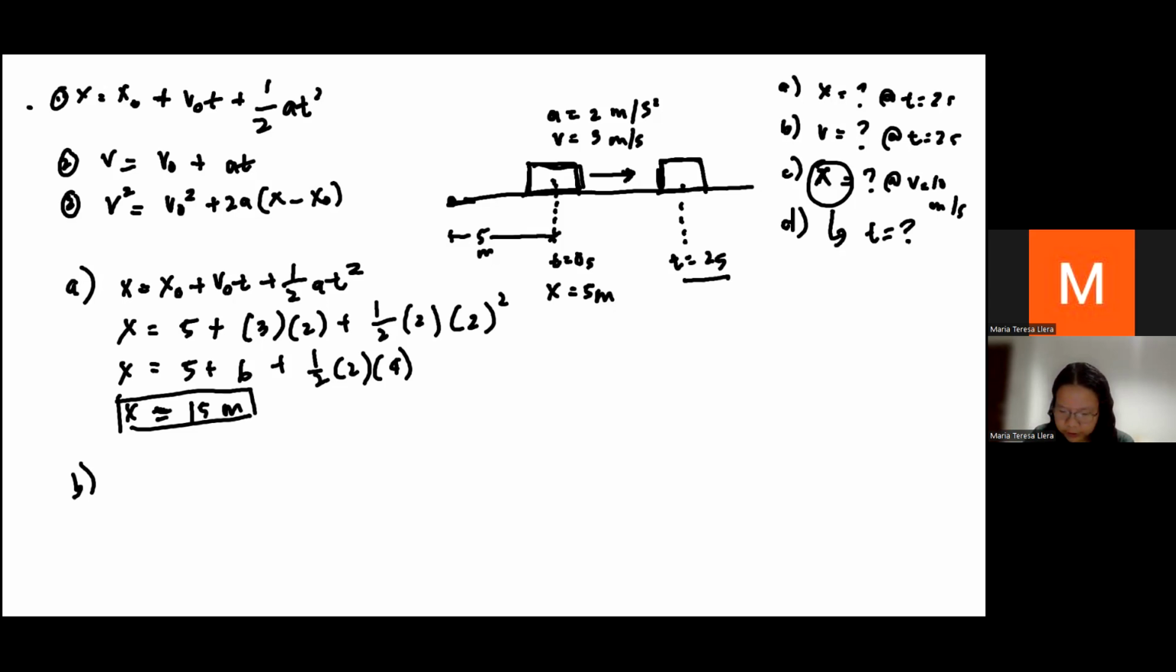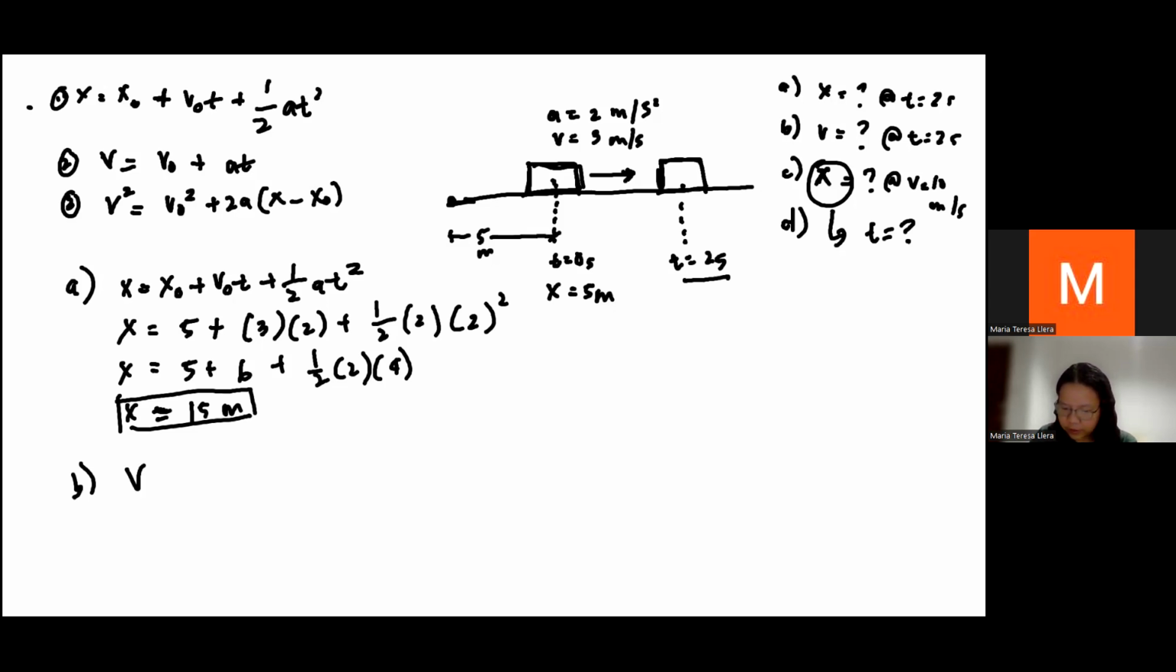Moving on to the second equation, this v is the final velocity. If there's no subscript, we should always assume it's the final velocity, because we have v naught, the zero subscript, for initial values. Do we have the information of v naught? Yes, we have 3 meters per second. We also know the acceleration, which is 2 meters per second squared, and t, we're also given 2 seconds. So we can use the second formula.